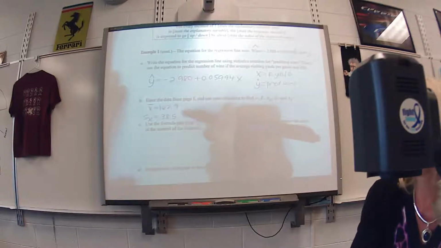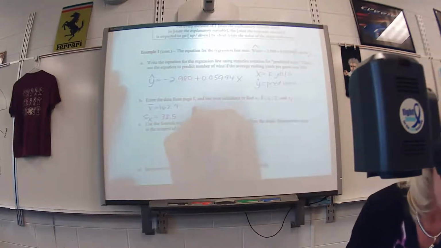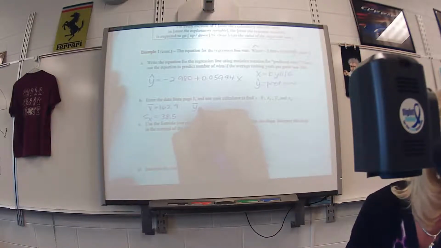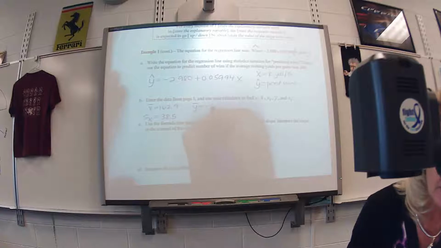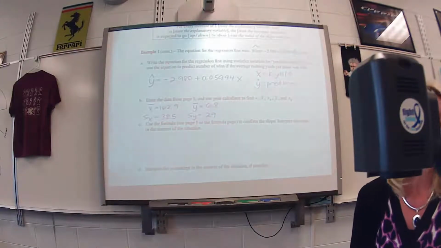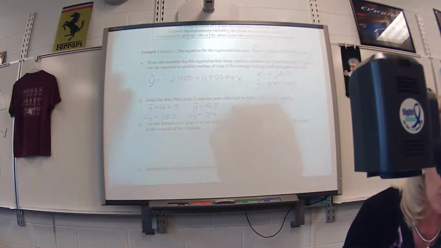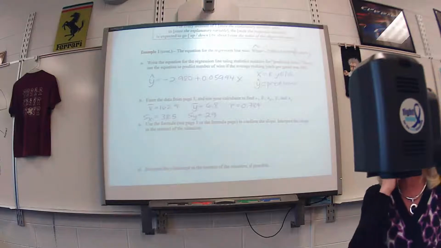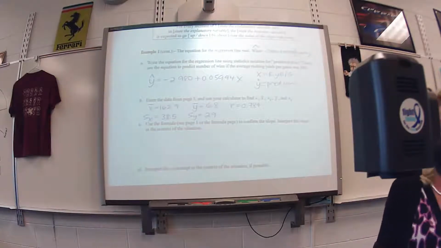Remember, those are in the same units, actually. Y bar, the mean number of wins, was 6.8. And the standard deviation for Y was about 2.9. Okay, remember, those are in the same units. And your correlation between the two, your R value, was 0.784. So a fairly strong linear relationship.